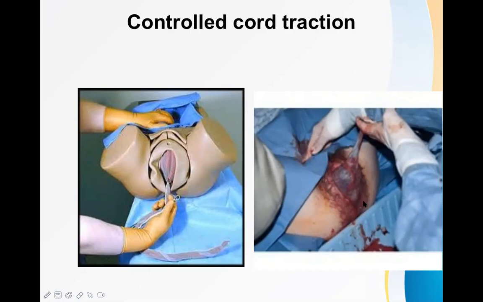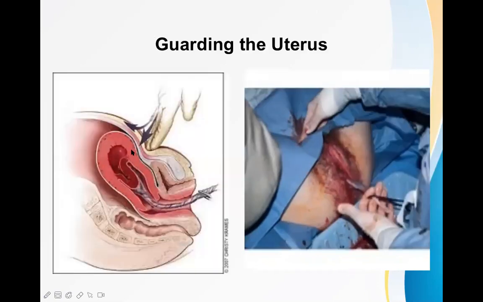And this is a real picture. Here the placenta is being delivered outside, and still look at that hand. It is constantly pushing the uterus. This is known as guarding the uterus, or giving counter traction, or giving pushing force to the uterus, so that only the placenta comes out, not the uterus, or it is not inverted.